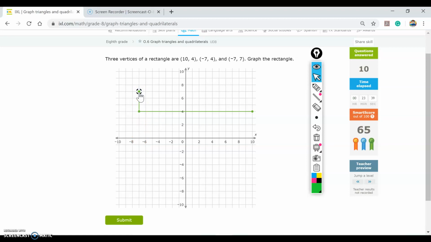Now, I want to create a rectangle. So where do you think I can possibly plot the other point to create a rectangle? Yeah, it would be right there, because it's the only way I can get a rectangle. Now, let's check if we get it right. And we did.